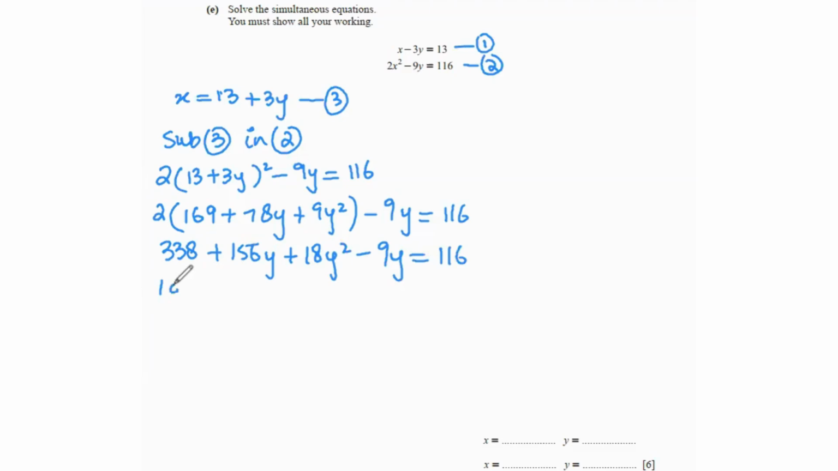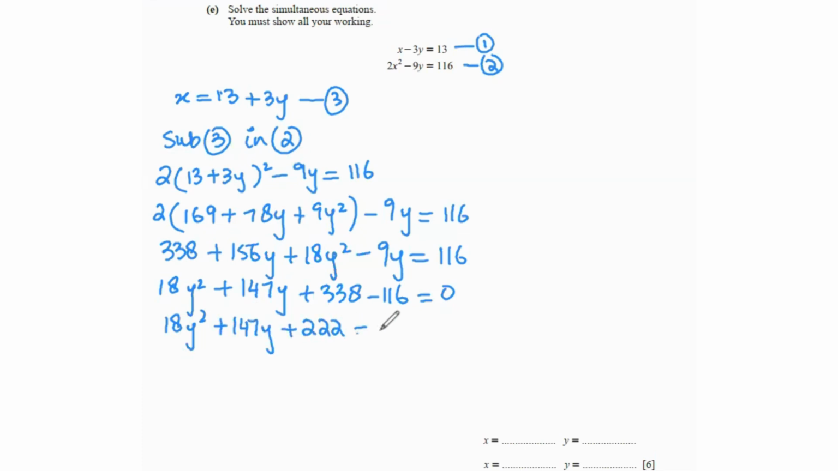Collect the like terms, so 18y squared, and 156 minus 9 is 147y, plus 338 minus 116. I brought it to the left-hand side. So 338 minus 116 is 222. So 18y squared plus 147y plus 222 equals 0. So this is our equation.